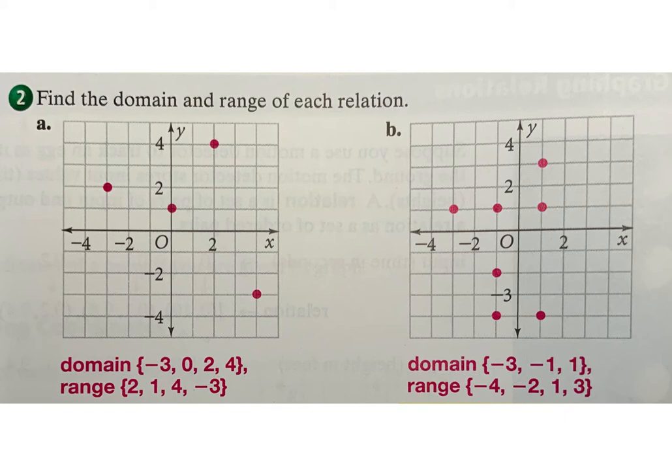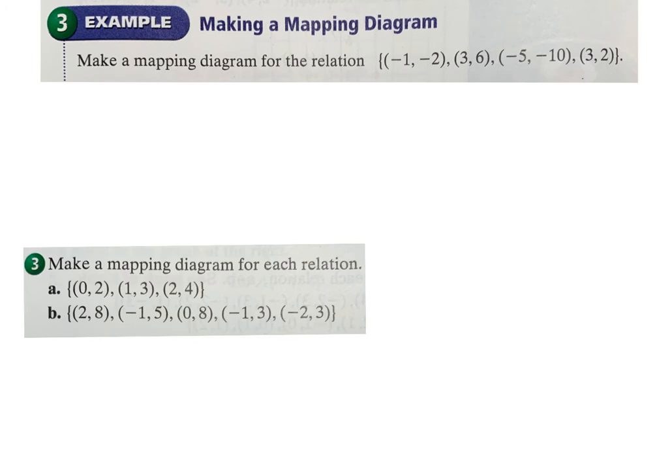Now, mapping diagrams. So a mapping diagram is just another way to depict a relation, okay? So one way is the coordinate plane, which is what you're very accustomed to. The mapping diagram is another way to do it. And with a mapping diagram, you're literally just doing a box for the domain, doing a box for the range, and then mapping them across with an arrow, okay? And this is going to help us when we define function. This will help us to easily see the function as well.